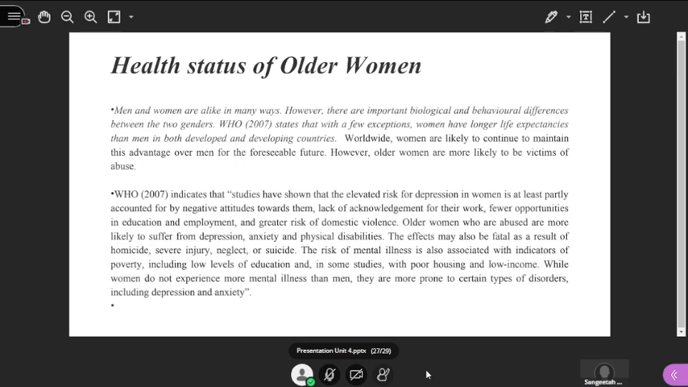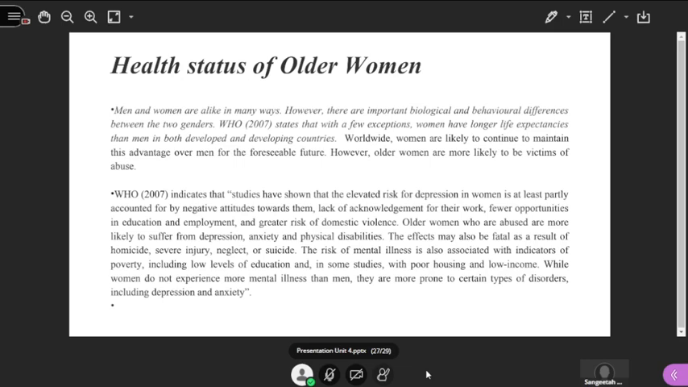So there is also the health status of older women. It is very important, guys, because older women are more vulnerable, right? Men and women are alike in many ways. However, there are important biological and behavioral differences between the two genders, who state that, with a few exceptions, women have longer life expectancies than men in both developed and developing countries. Worldwide, women are likely to continue to maintain this advantage over men for the foreseeable future.